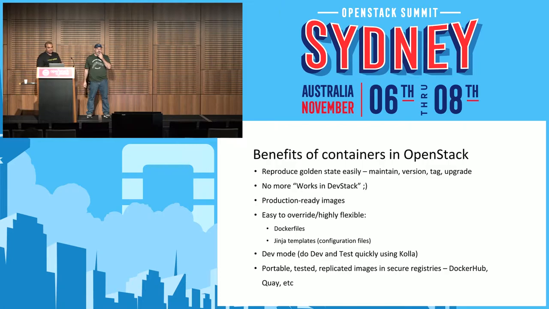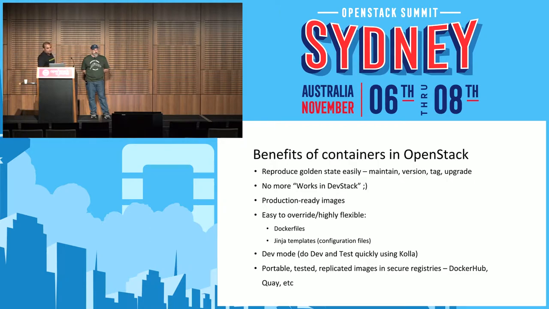Benefits of containers in OpenStack. As I said, it gives us an easy way to reproduce a golden state. No more "works in DevStack." It works everywhere because containers are supposed to work in almost every environment as far as reproducing the behavior of the service is concerned. Any environment that has Docker should be able to run the images. The images are production ready, so it's not like they are in dev or test mode. They're production ready and they're official OpenStack releases.